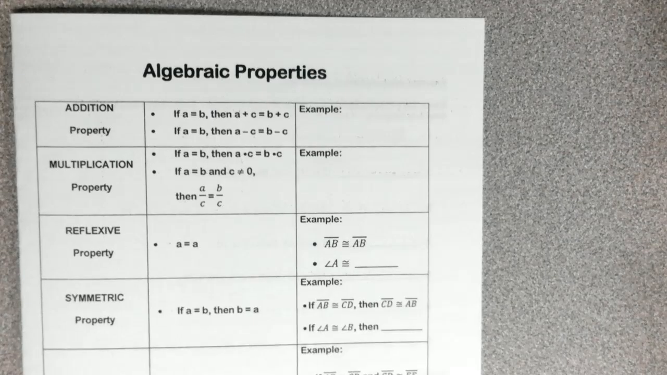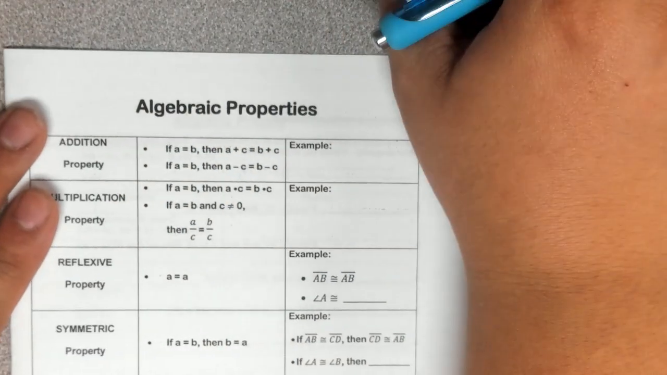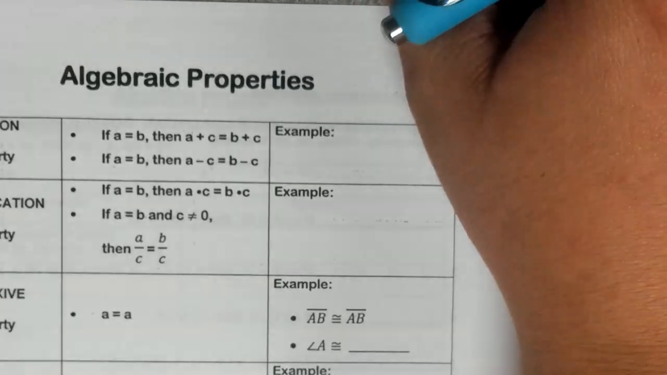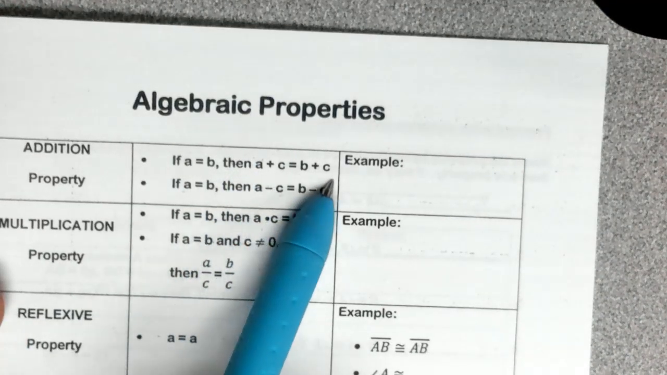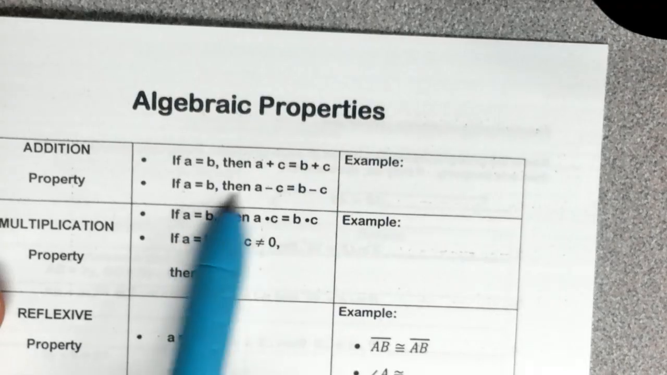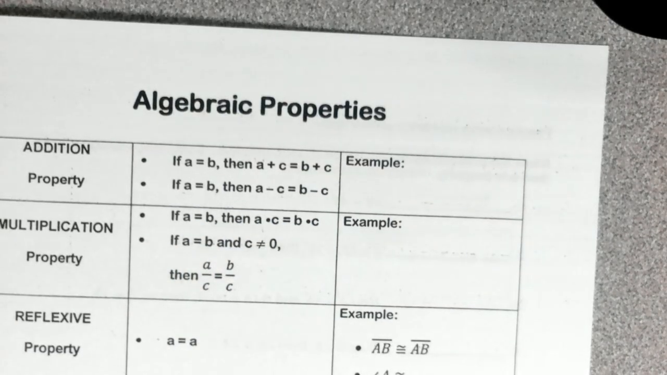So, the addition property. What is the addition property? Well, if you have A equals B, then A plus C equals B plus C, or A minus C equals B minus C. The addition property covers both addition and subtraction.